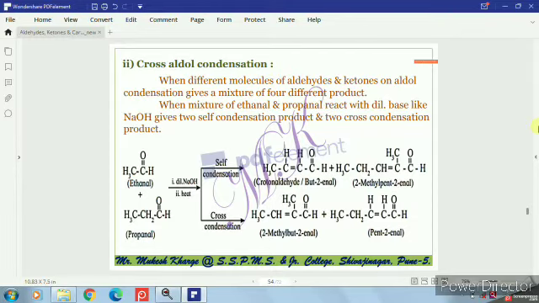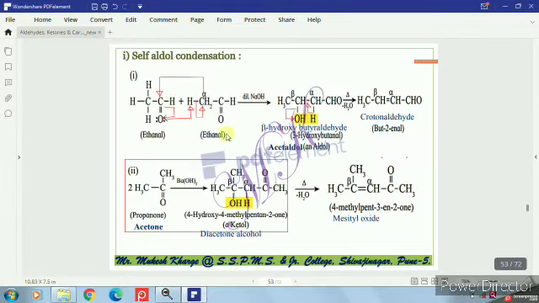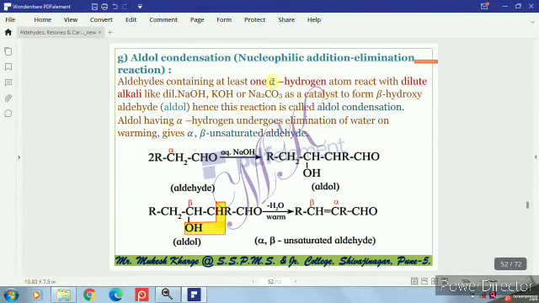When a question may be asked, write a note on aldol condensation, you can write the self aldol condensation, that is sufficient. You can write the first reaction, acetaldehyde, and all the details about this reaction and its description, that carries 3 marks. And you have to mention this condition: the compound must contain alpha hydrogen, then it will react with dilute alkali to give beta hydroxyaldehyde, aldol, and that's why it is called aldol condensation.